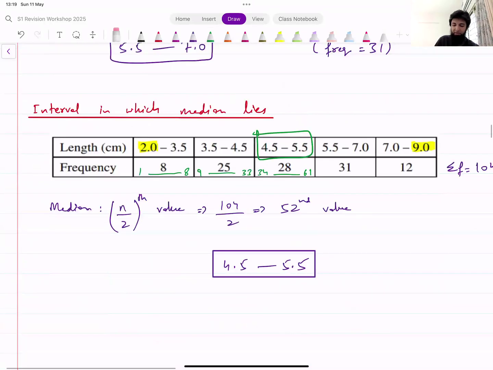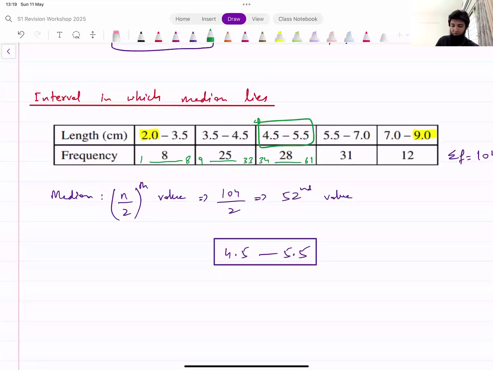For the interval in which the median lies, exactly the same process, n over 2. That gives you the 52nd value, and then figure out where that value lies. The 34th to 61st values are in this interval. So this is the interval in which you've got the median, 4.5 to 5.5. Okay, that's pretty basic stuff.